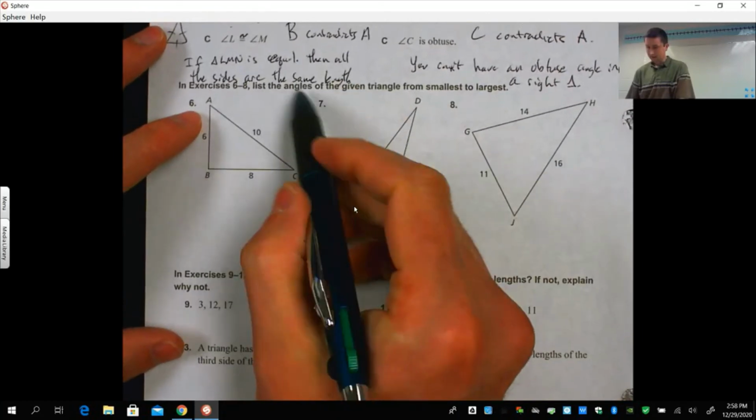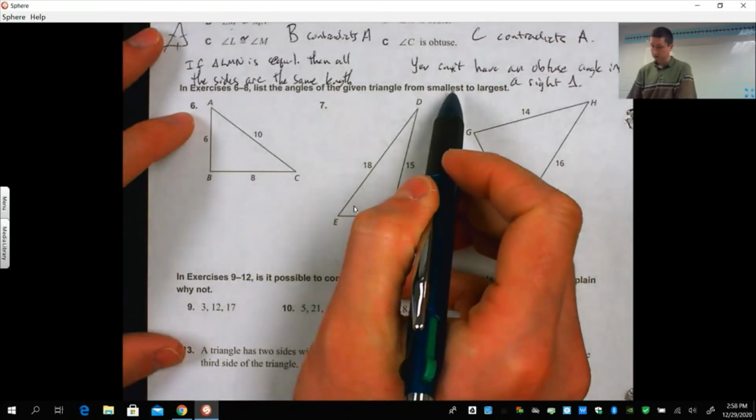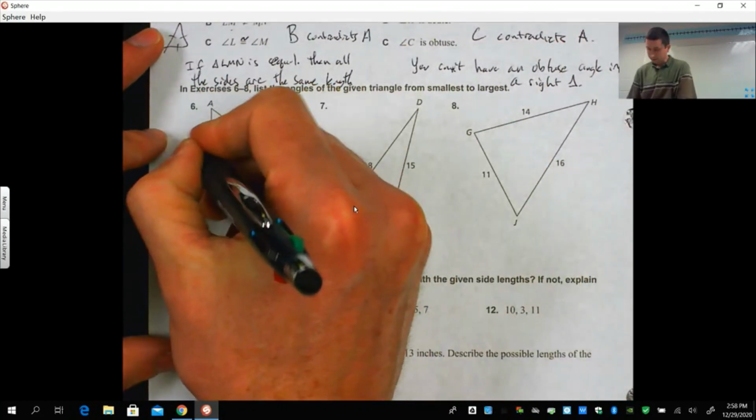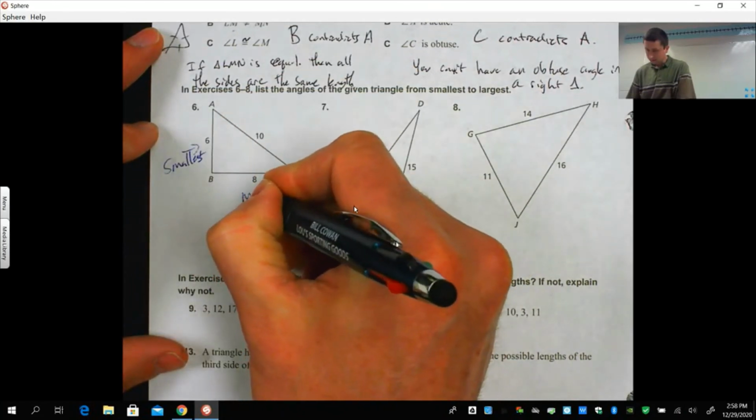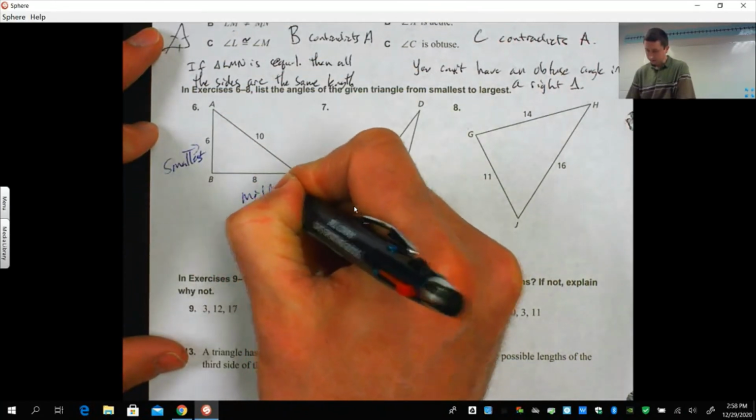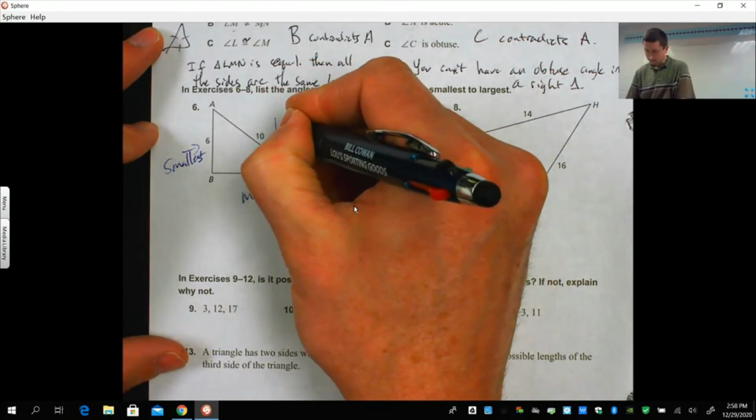Okay, list the angles of the given triangle from smallest to largest. So this is the smallest side. This is the medium side. This is the middle side. And this is the largest.